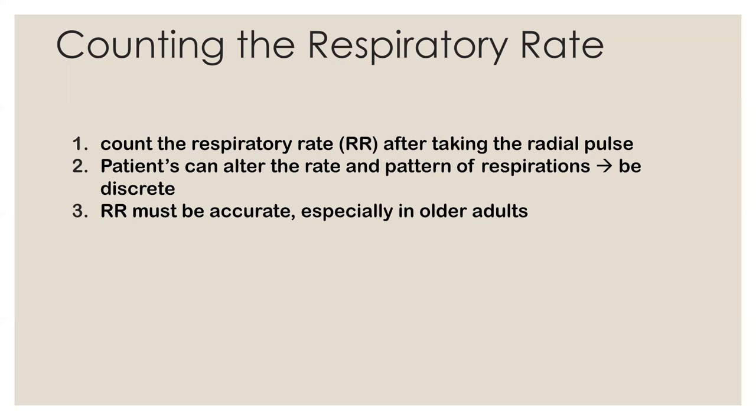Okay. So step one, count the respiratory rate after taking the radial pulse without moving positions. The patient can alter their rate and patterns, so we want to be discreet about it. We don't want to tell them ever that we are counting the respirations. Okay. Respiratory rate must be accurate. Please remember, when you're counting a respiratory rate, one respiration is one rise and one fall of the chest. That is one respiration. You do not count them separately. That's one. That's one. Okay.